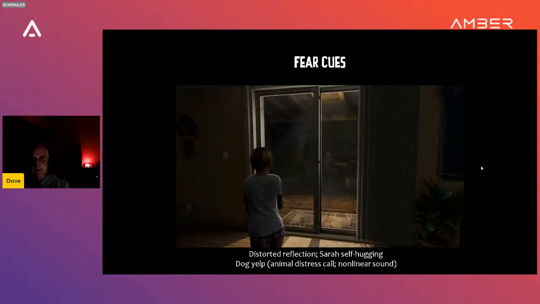So these are non-linear sounds that are unexpected. They go beyond what we would normally expect of that sound by changing the pitch, or we can make something suddenly loud or suddenly quiet. And animal distress calls are non-linear sounds too. We exhibit a fear response to those.